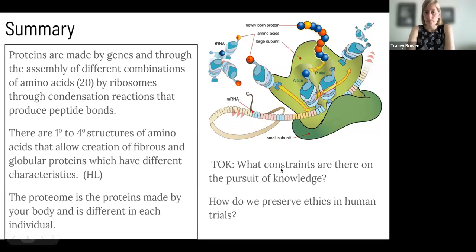So one TOK question that is interestingly related to this topic is what constraints are there on the pursuit of knowledge? And how do we preserve ethics in human trials? So especially when we're thinking about human bodies and how we're testing on that, these TOK questions do become quite relevant.